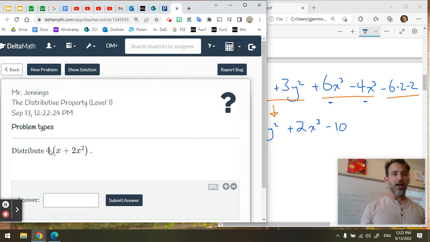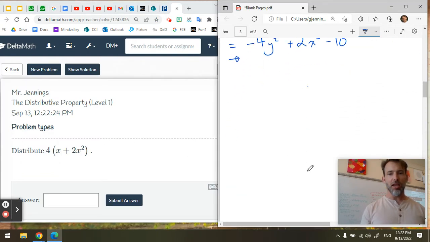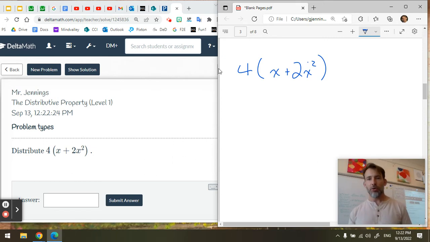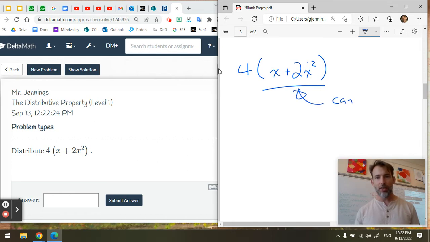Distributive property is where I'm going to be solving problems like this one, where I have 4 of this bracket, x plus 2x squared. Okay. When I do this, I notice I don't have like terms inside this bracket. I cannot simplify this at all. That can't simplify. But I can do this multiplication here. This is multiplication.